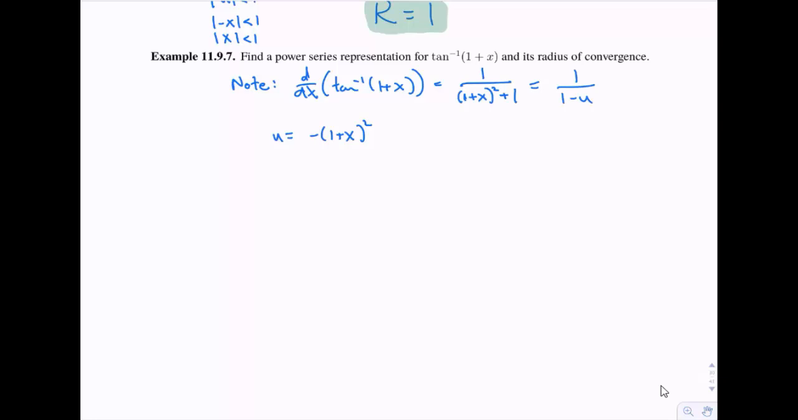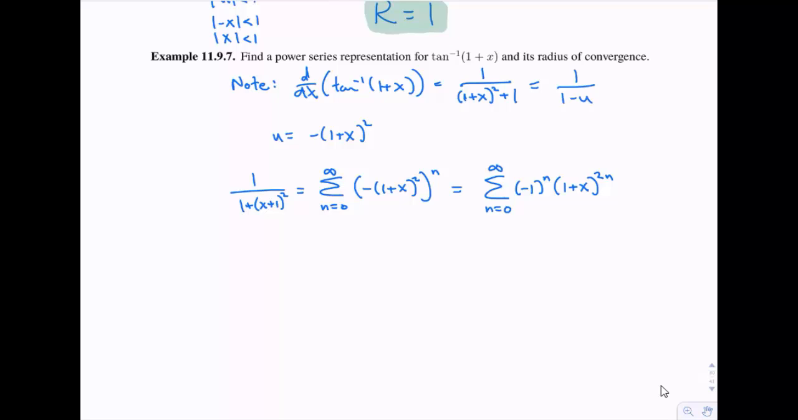Okay, so that means that 1 over 1 minus u is the sum from n equals 0 to infinity of u to the n. Well, that's the same thing as negative 1 plus x quantity squared to the nth power. Okay, so again, maybe instead of u, I could write my negative 1 plus x quantity squared, or 1 plus x plus 1 quantity squared. All right, let's go ahead and distribute this n essentially a little bit. So this is going to be the sum from n equals 0 to infinity of negative 1 to the n, a nice constant, times 1 plus x to the 2n.